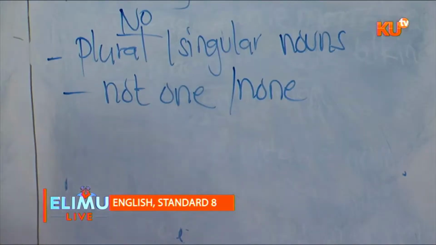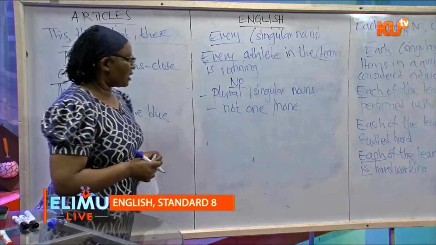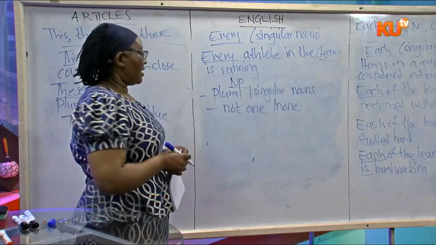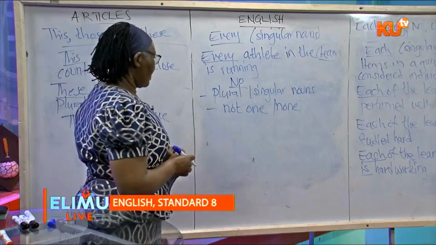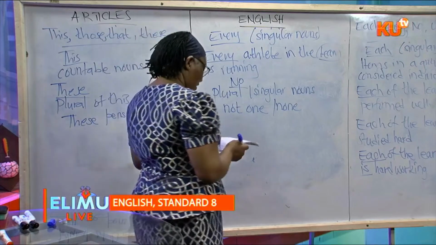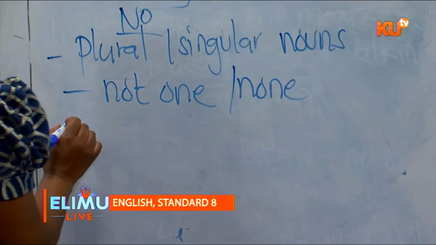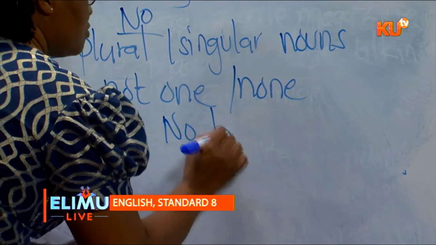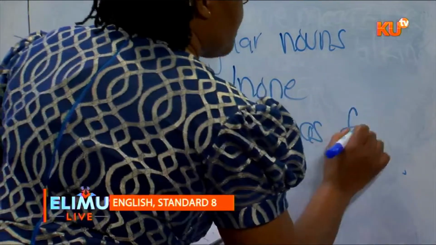For example, we can say that none of the cows was injured in the accident, or none of the passengers was injured in the accident. It means not even a single cow or even a single passenger was injured in the accident. So we use the word no. An example in a sentence: no book was found in the bag.